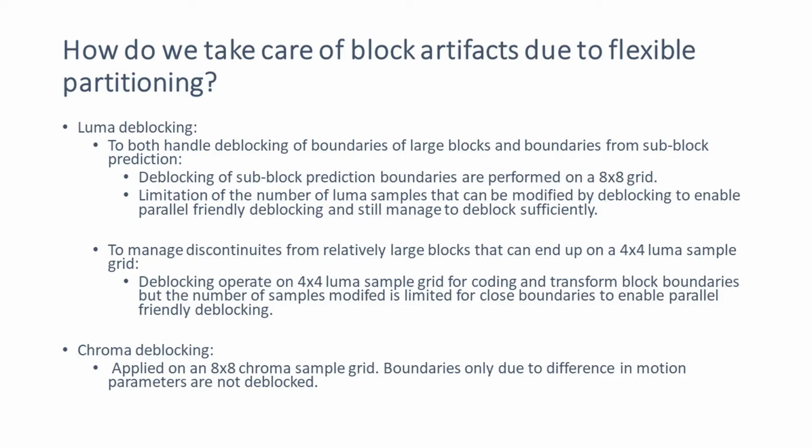To manage discontinuities from relatively large blocks that can end up on a 4x4 Luma sample grid, the deblocking operates on a 4x4 Luma sample grid for coding and transform block boundaries, but the number of samples modified is limited for close boundaries to enable parallel-friendly deblocking. For Chroma deblocking, it's applied on an 8x8 Chroma sample grid, and boundaries only due to difference in motion parameters are not deblocked for Chroma.